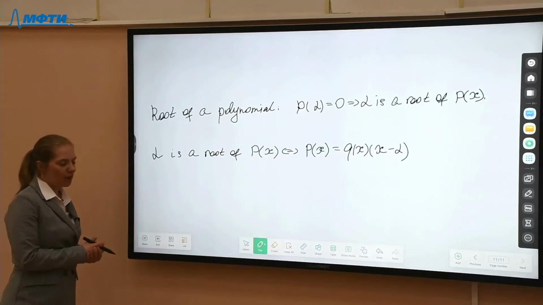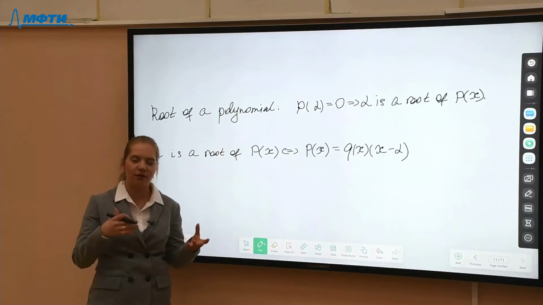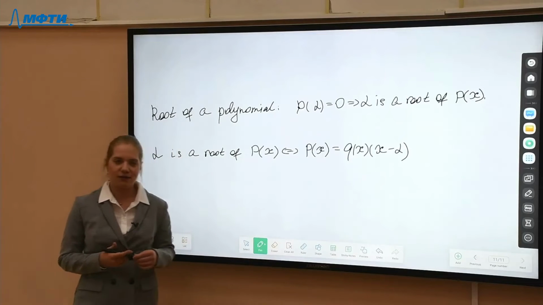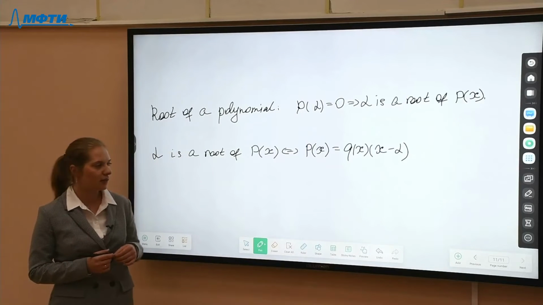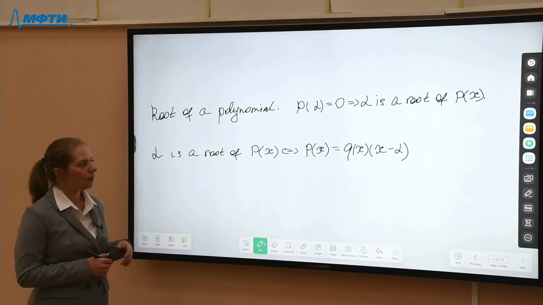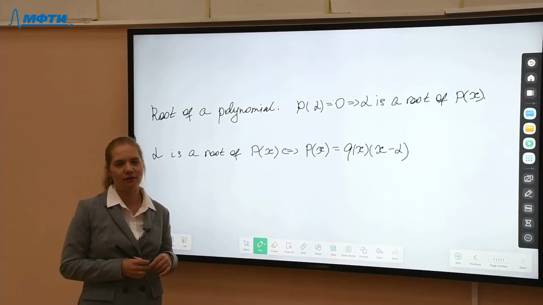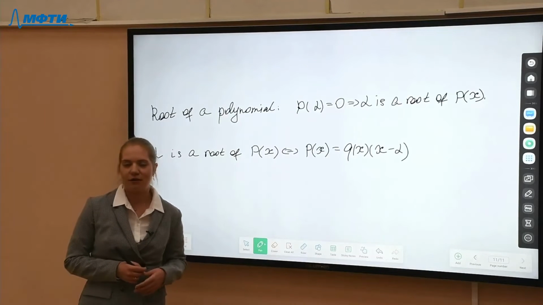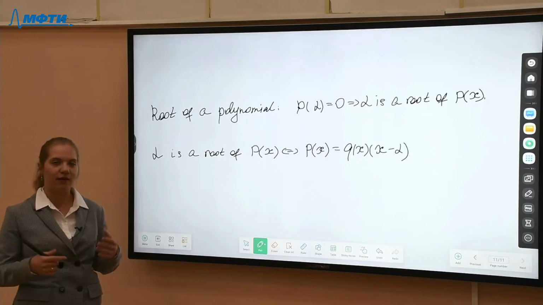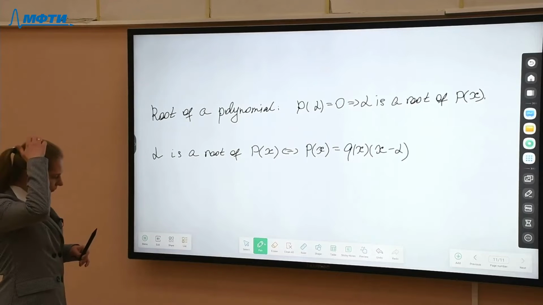So if we are interested in roots of a polynomial, we need to solve the equation p of x is 0. And there are a lot of algorithms, but some of them are too complicated. And mainly we will consider the algorithm for solving a square equation. So imagine that we have a square trinomial and we need to find the roots of this trinomial.